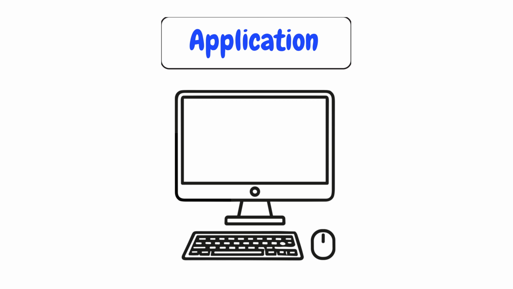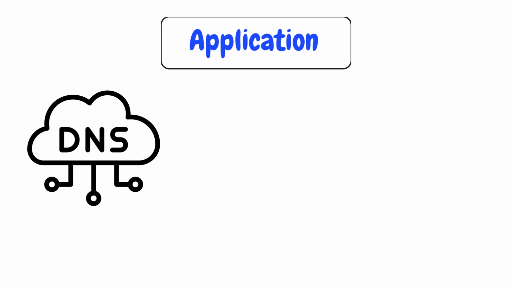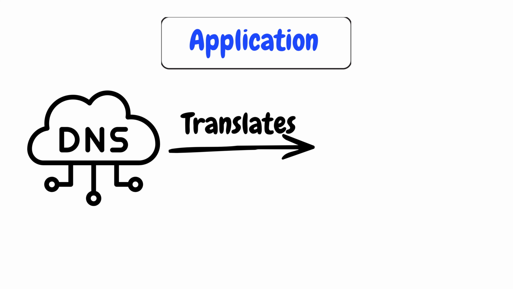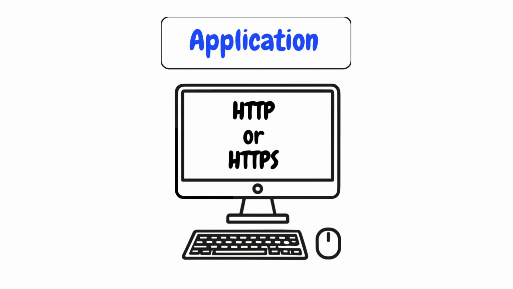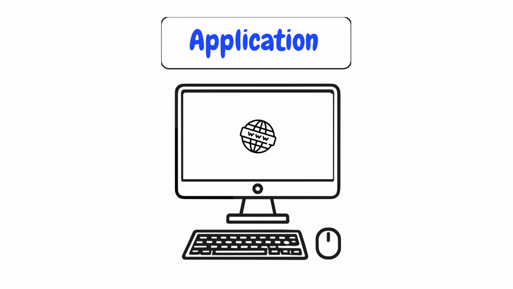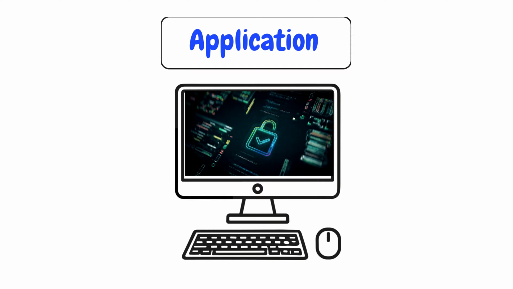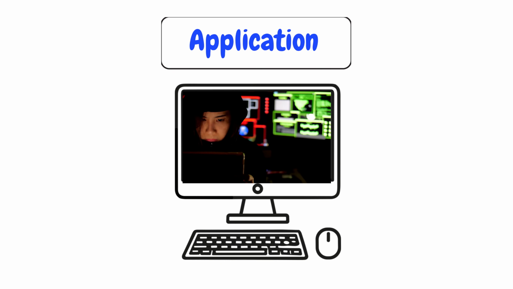When you type a website like google.com, the DNS protocol first translates that name into an IP address. Then HTTP or HTTPS is used to request and load the web page. This layer can also provide encryption for secure communication such as HTTPS, which keeps your data safe from attackers.